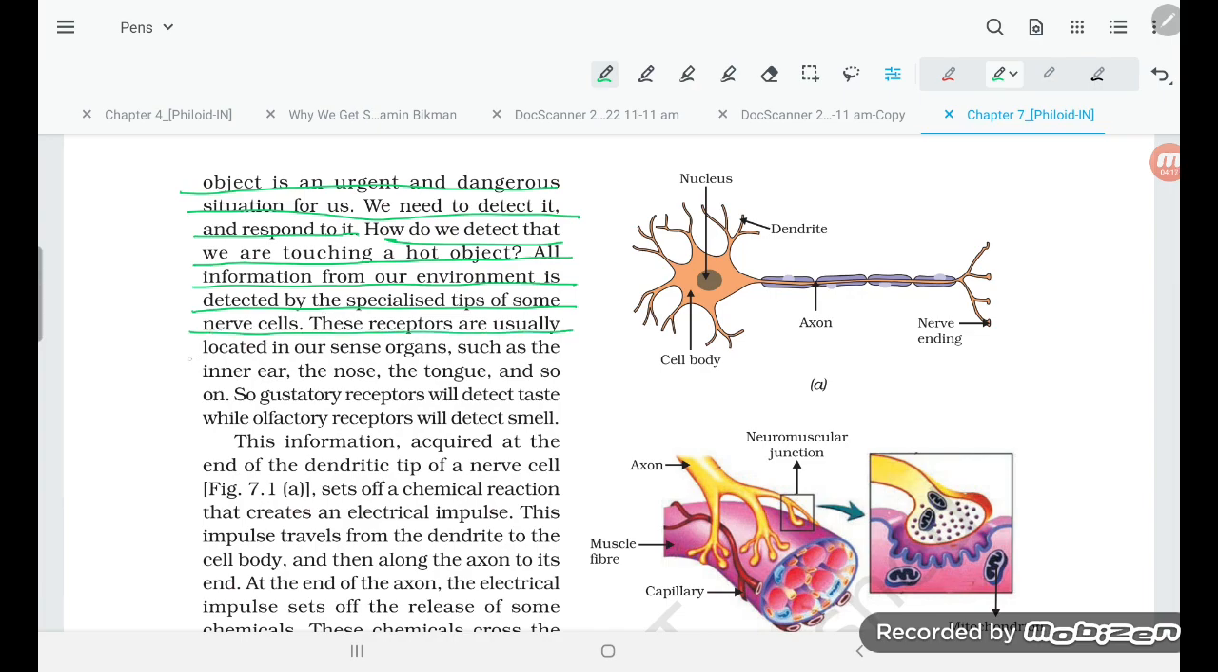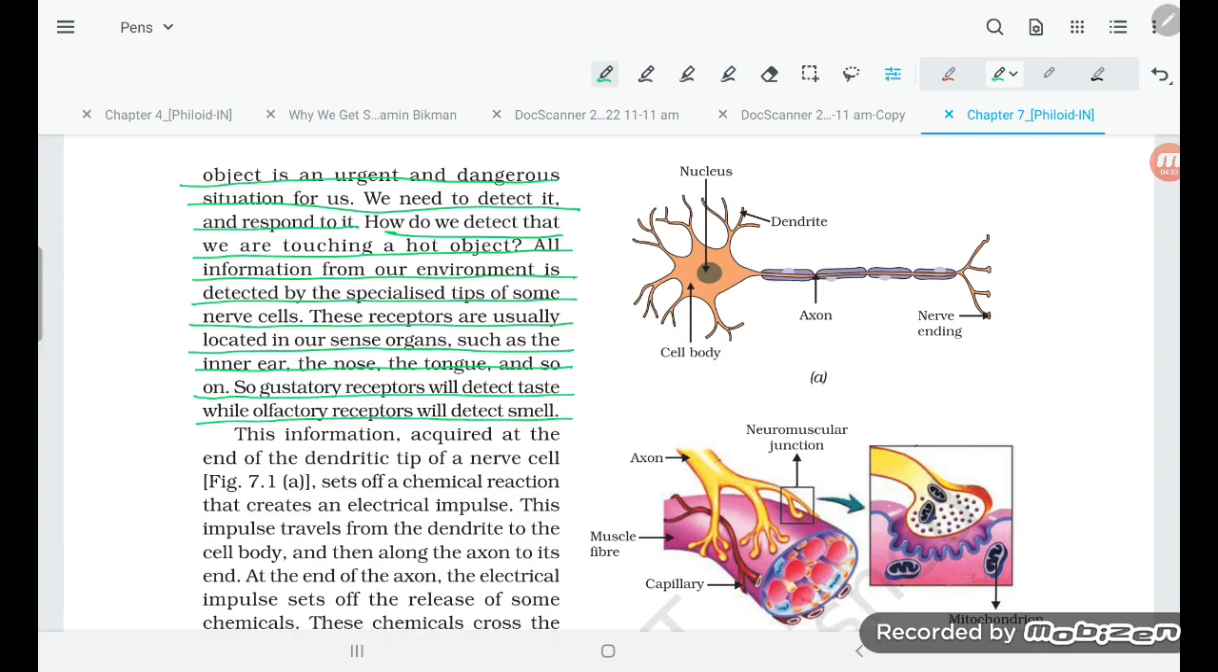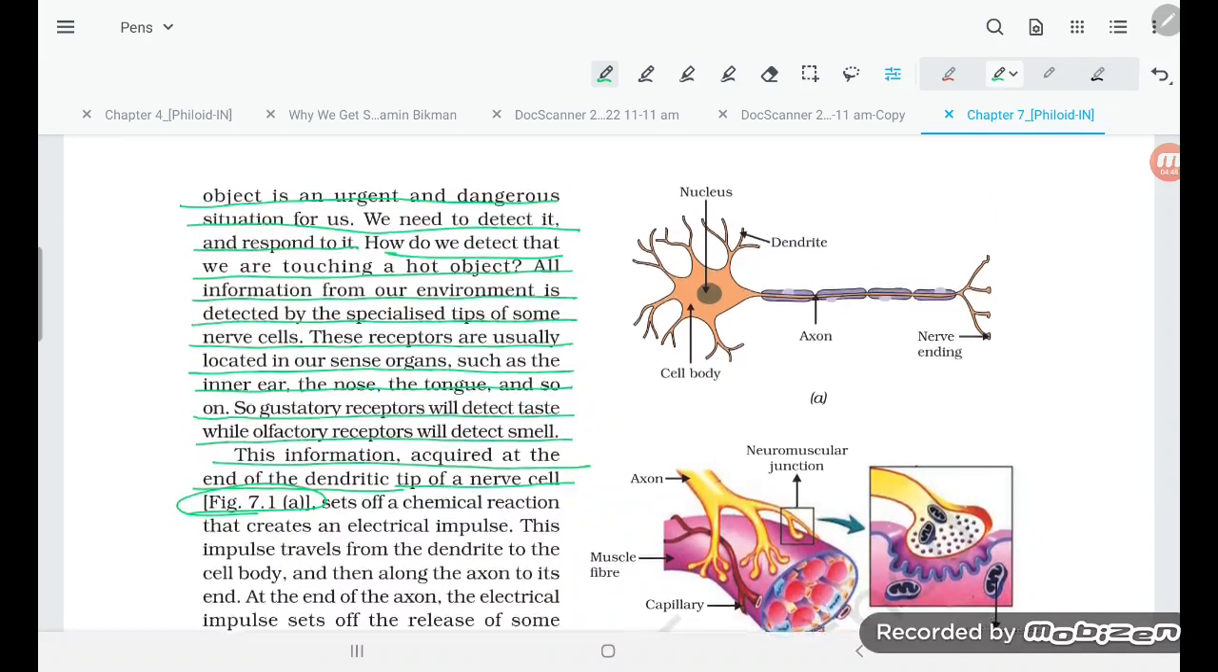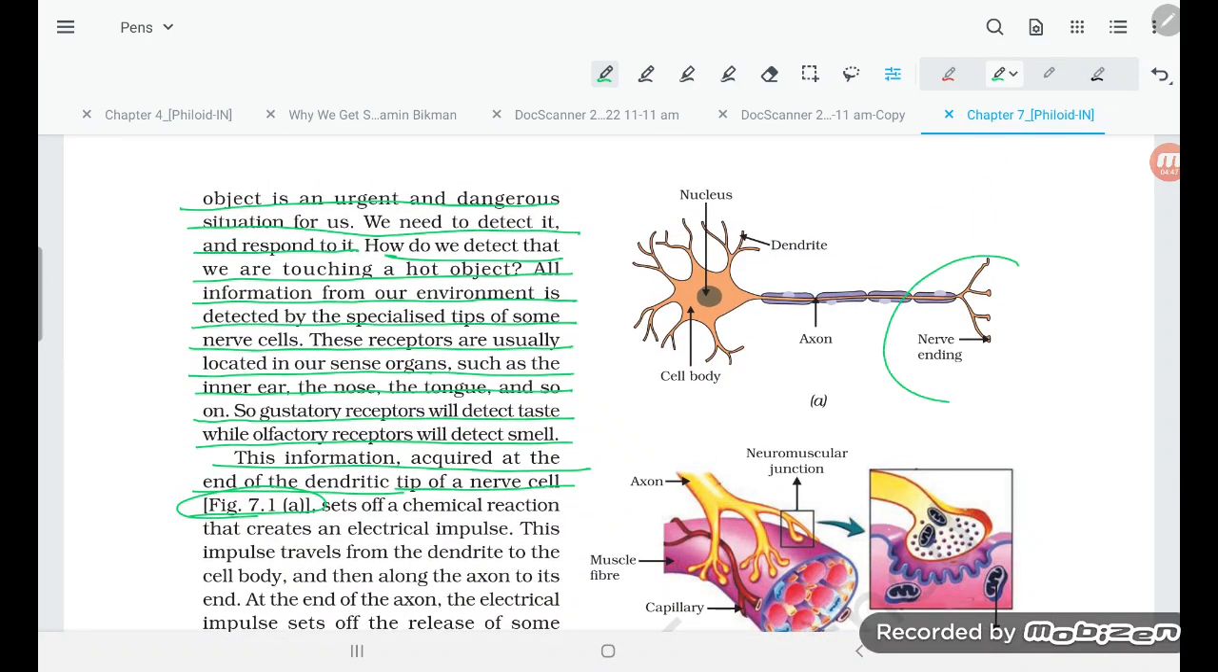These receptors are usually located in our sense organs such as the inner ear, the nose, the tongue, and so on. So gustatory receptors will detect taste while olfactory receptors will detect smell. This information is acquired at the end of the dendrites, the tips of the nerve cell. Figure 7.1a. So this is the ending of the nerve cell and these are the dendrites.